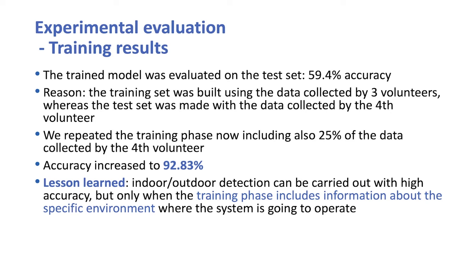So we repeated the training phase, now including also 25% of the data collected by the 4th volunteer, and the accuracy increased to approximately 93%. So there is a lesson that can be learned in the detection of indoor-outdoor environments. It is important to include in the training phase some information about the specific environment where the system is going to operate.